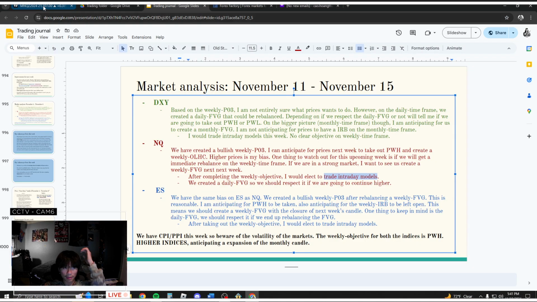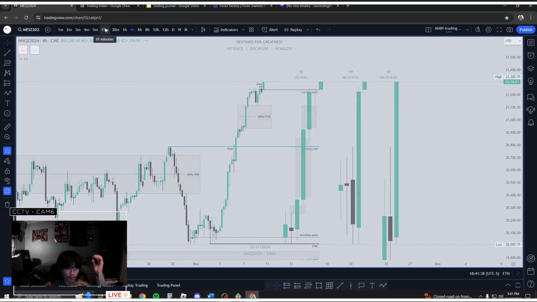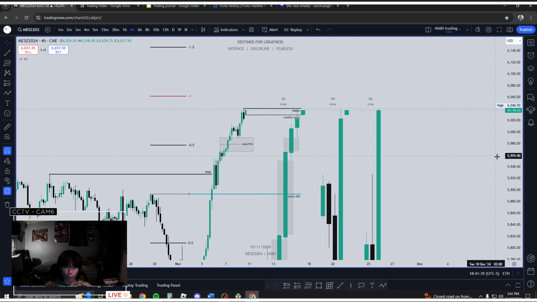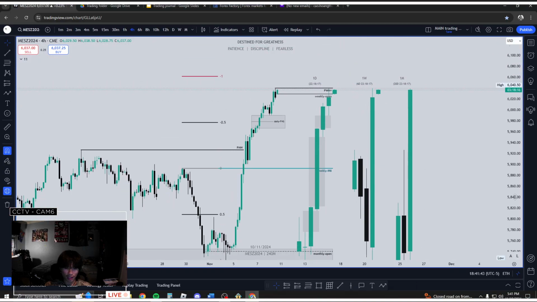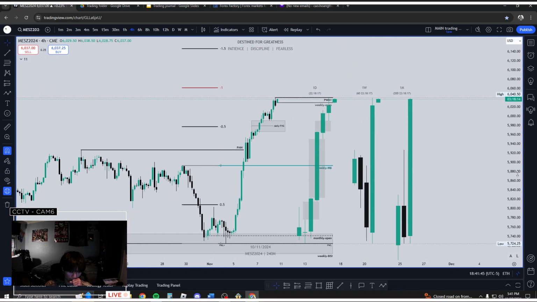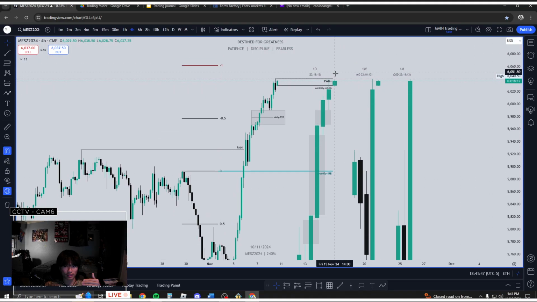And ES, same thing on ES. We've yet to take out previous week's high here on ES. I am still anticipating for prices to take out previous week's high.